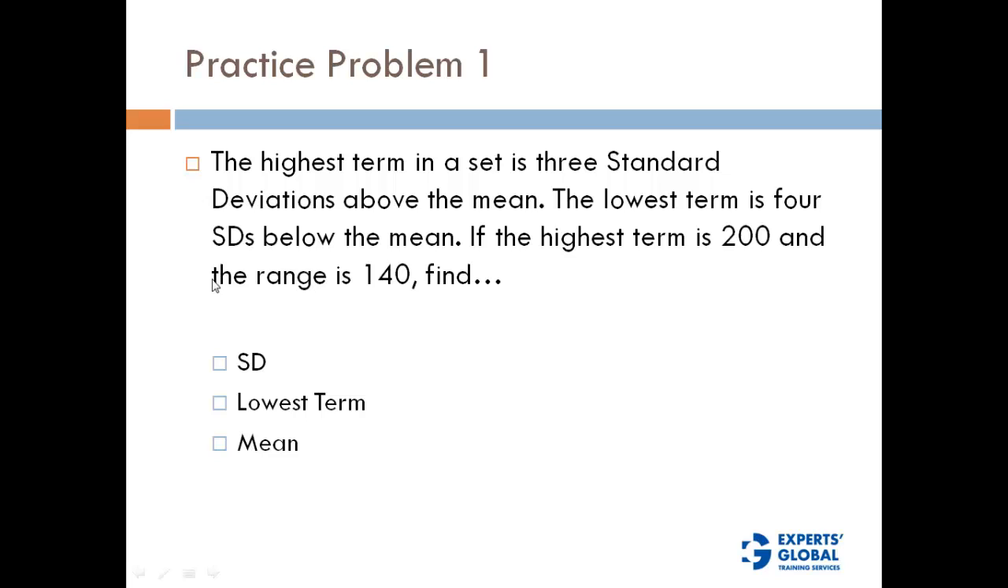The highest term in a set is 3 standard deviations above the mean. The lowest term is 4 standard deviations below the mean. If the highest term is 200 and the range is 140, then find standard deviation, lowest term and mean. Okay. So let's see, what do we know about the set? We know that the highest term is 200. The range is 140. Now range is always going to be highest term minus lowest term, right? So that means lowest term is going to be 200 minus 140, correct? So that's going to be 60. So lowest term is 60.